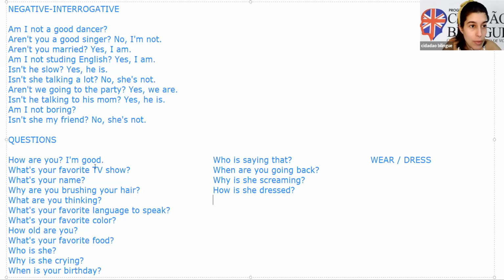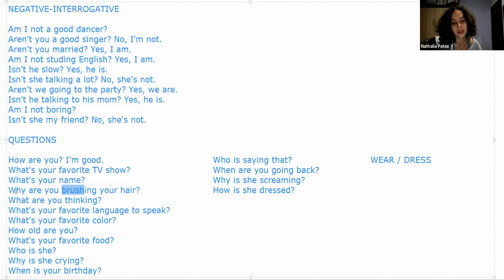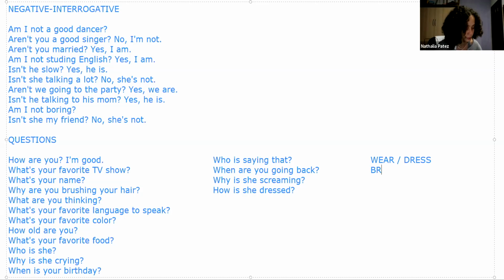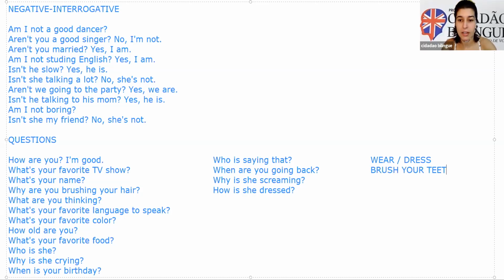Okay? You asked about brushing, right? Yes. Okay. To brush is escovar. Okay? Então, entendi. Why are you brushing your hair? Porque você está escovando seu cabelo. Okay. And when we say brush, it is literally brush like escovar, like brush your teeth, for example. Brush your teeth. Okay. Or brush your hair. Okay. A gente usa brush. All right.